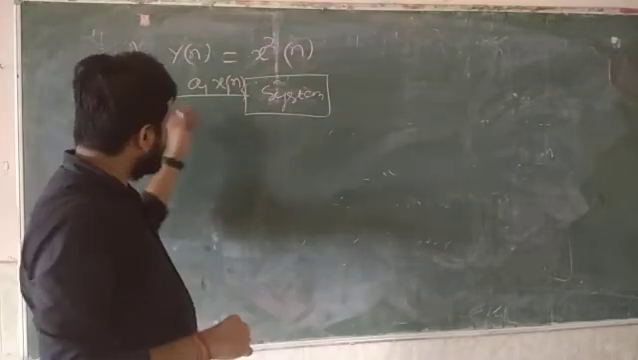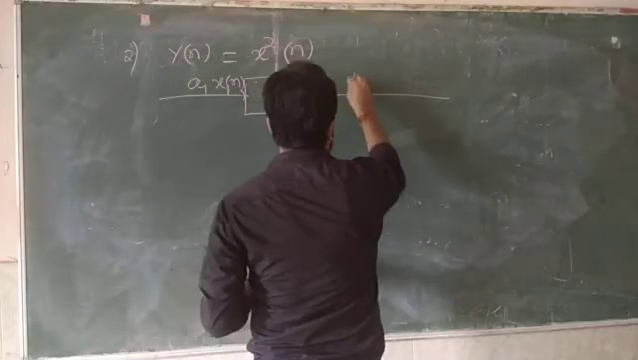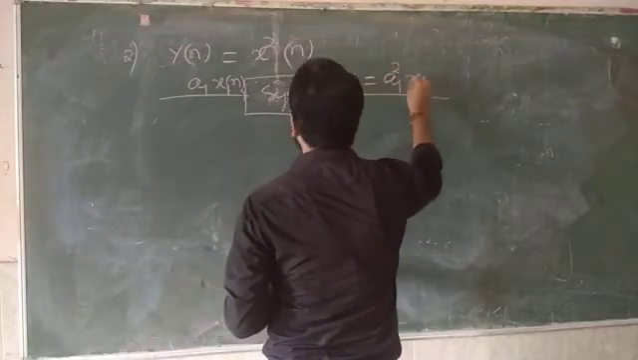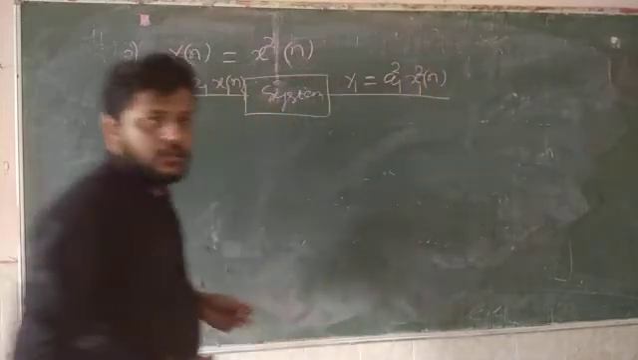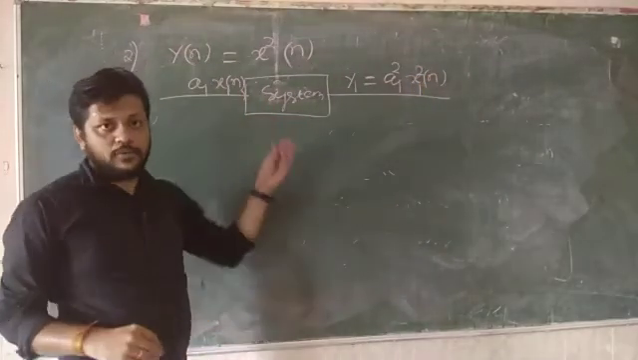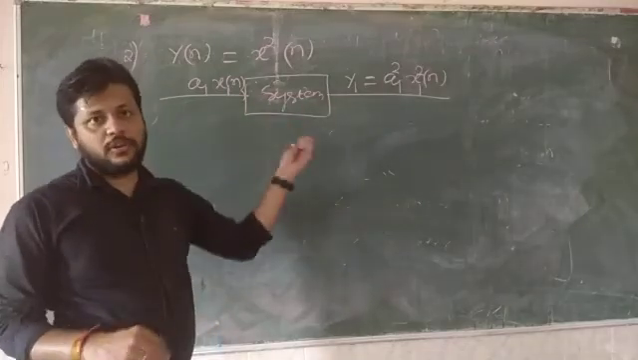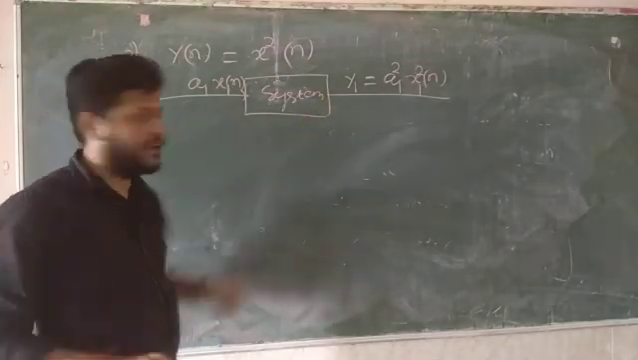So when I apply a1 x1[n], obviously we will get the response y1[n] equal to a1 squared x1 squared. When I apply x[n], we get x squared [n]. So when I apply a1 x1[n], the system will square that, so we will get a1 squared x1 squared [n].